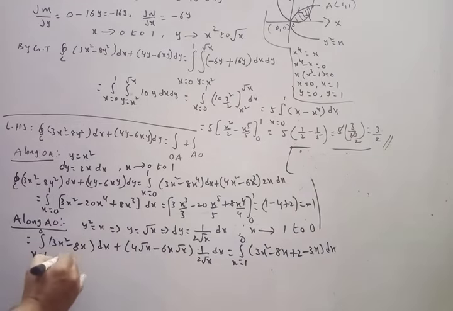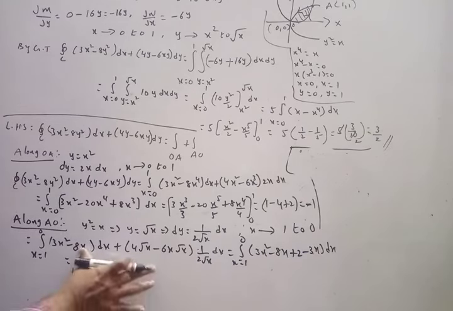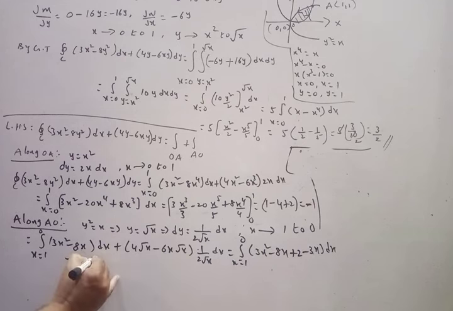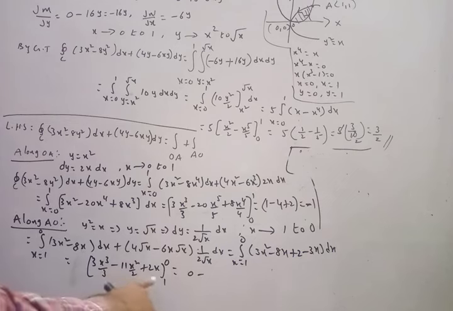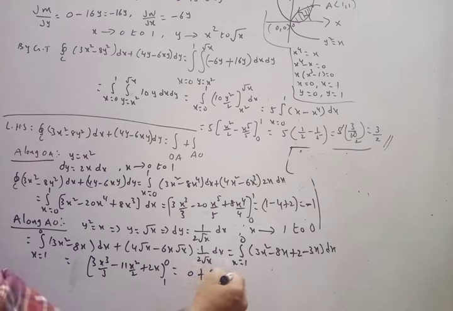So this is equal to x is equal to 1 to 0, 3x square. We will do integration directly. 3x square is what? 3 into x square is x cube by 3, minus 11x square by 2, plus 2x. Limits are 1 to 0. If I substitute upper limit 0, minus if I substitute lower limit 1, 3 by 3 is 1, 11 by 2 is 5.5, 2 ones are 2. So 2 plus 1 is 3, minus 5.5 is minus 2.5. So minus, minus plus 2.5. So I get 5 by 2.